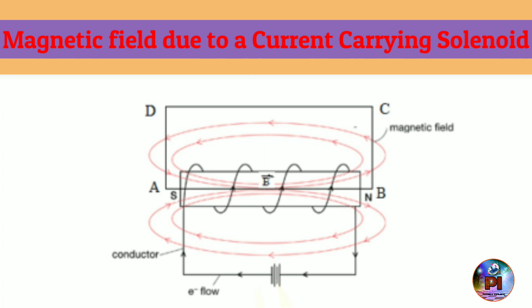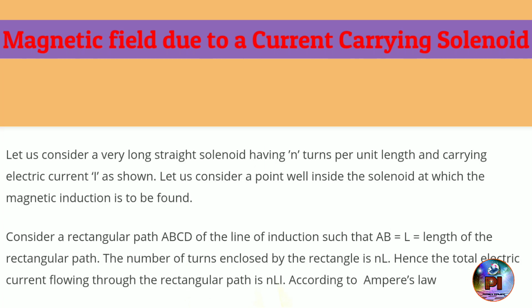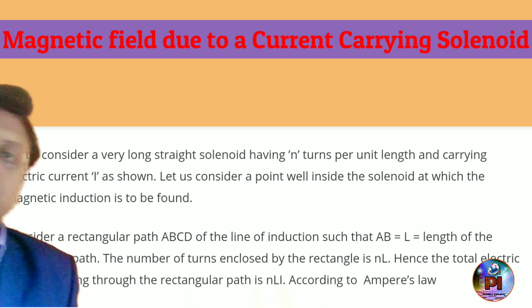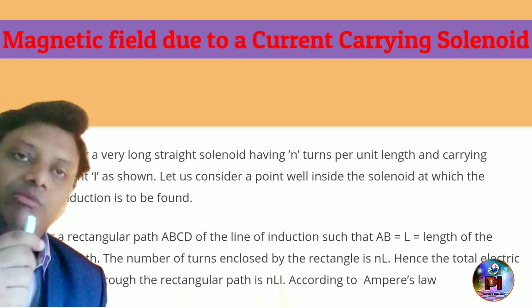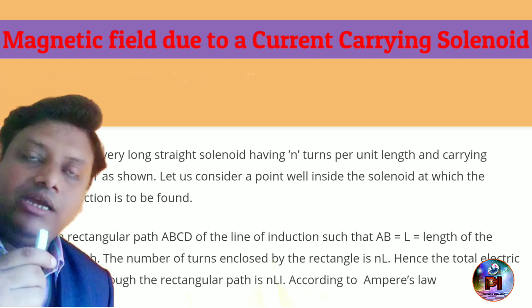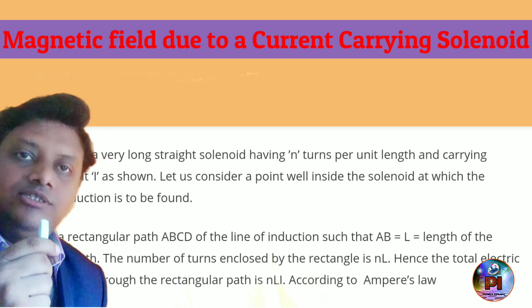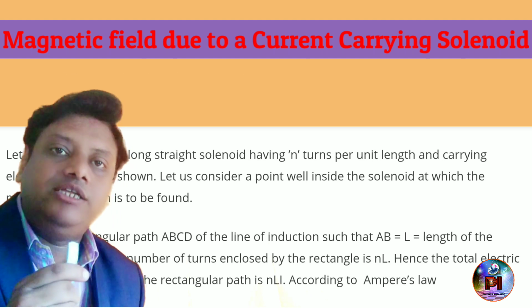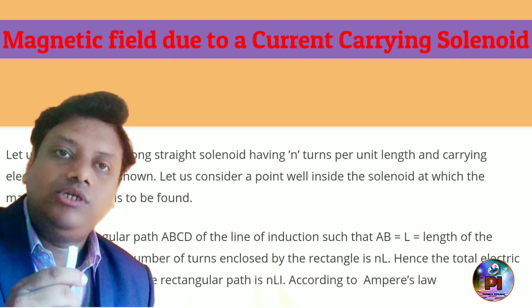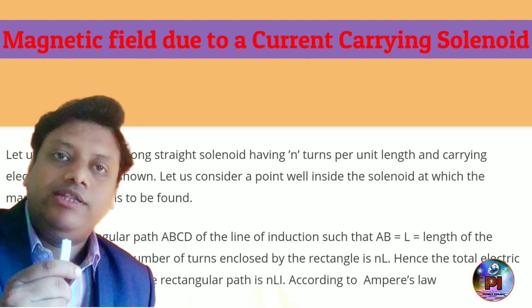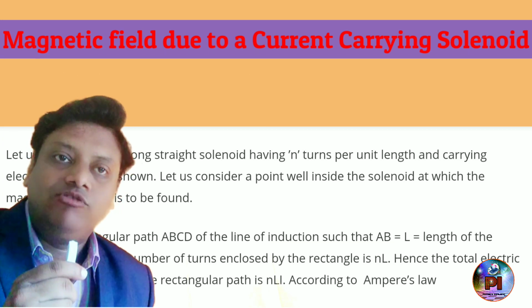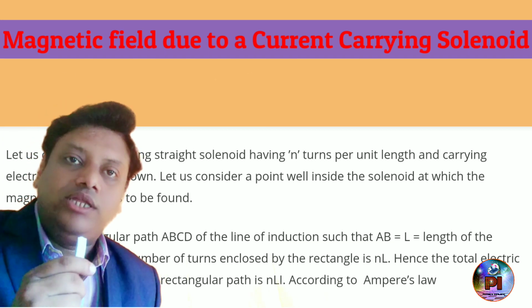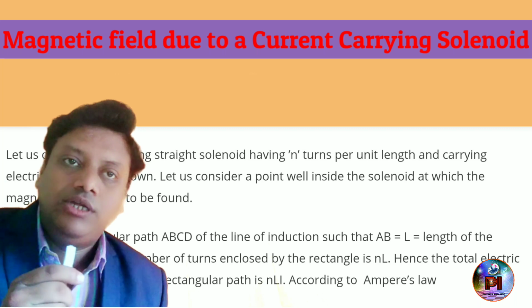So consider a very long straight solenoid having n turns per unit length. Here we are taking small n. If we take small n, that means the number of turns per unit length, and if we take capital N, that will be the total number of turns. So just be careful about the difference. Again I am telling, capital N is the total number of turns in the solenoid, and if we divide this capital N by L, that is the length of the solenoid, we will get small n, that is the number of turns per unit length.